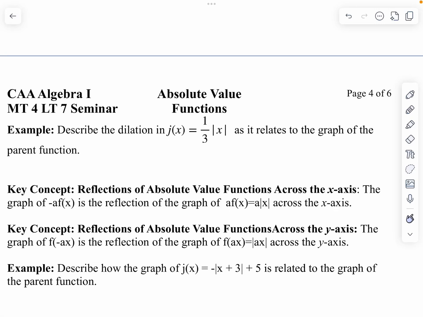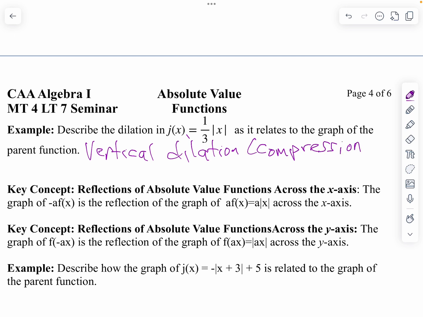Now on our next problem, notice the 1/3 is outside the absolute value. So it's a vertical dilation. In this case, it's less than 1, so it's a compression. So my graph, my V is going to get wider by 1/3.